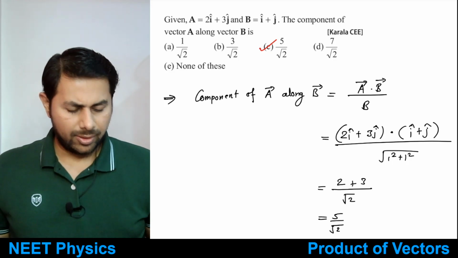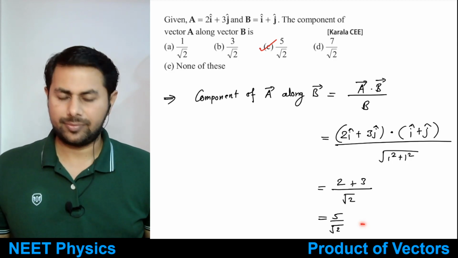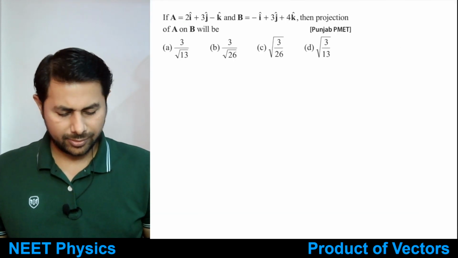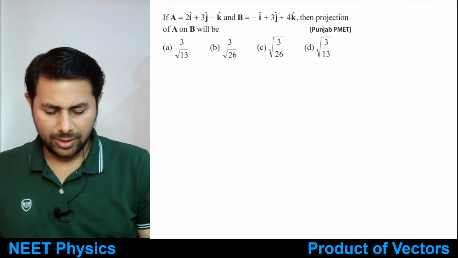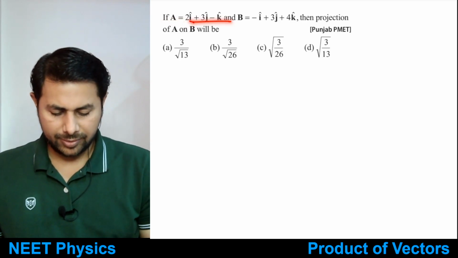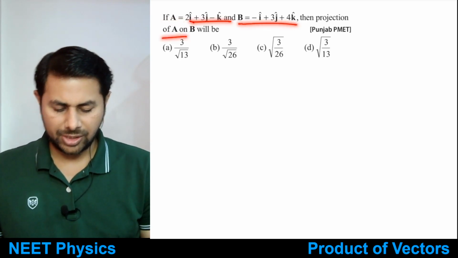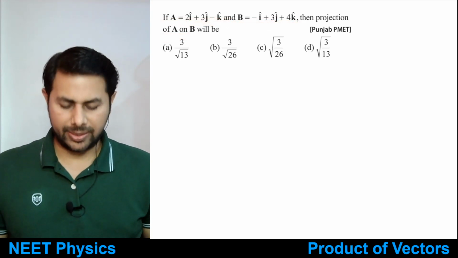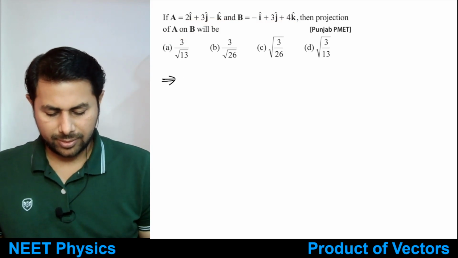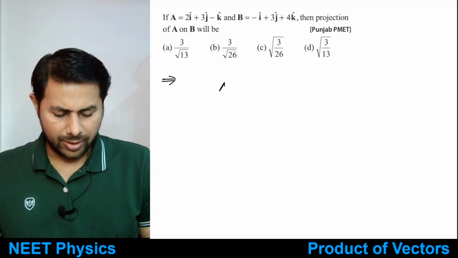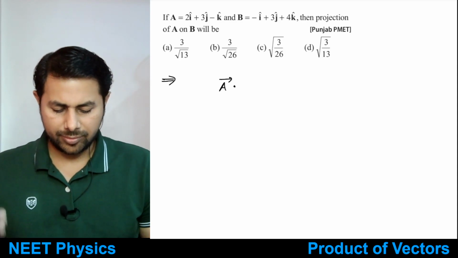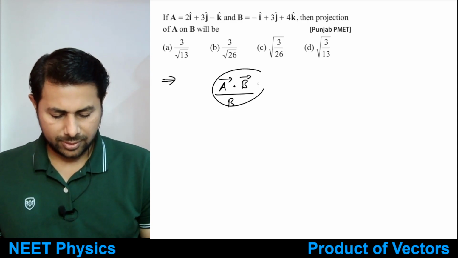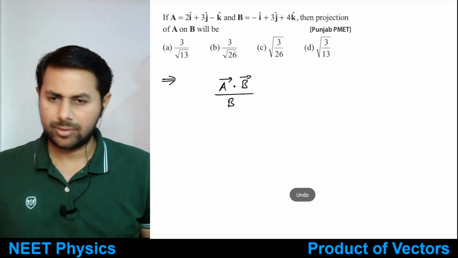Okay, good. So this is simple, right? Okay, let's see this one. A bar is equal to this thing, b bar is equal to this thing. Then the projection of a bar on b bar will be, so the component, projection, it's all the same. So it is a bar dot b bar divided by b, right? This is the projection of a bar on b bar. Solve and tell me.